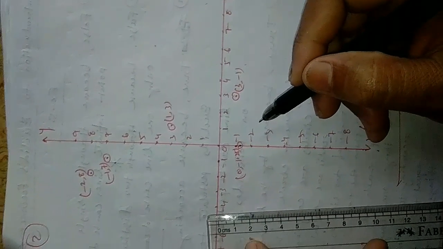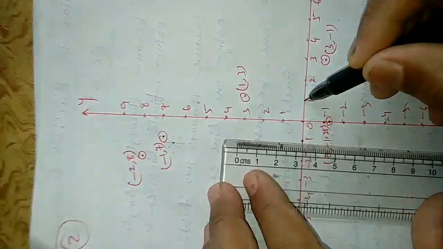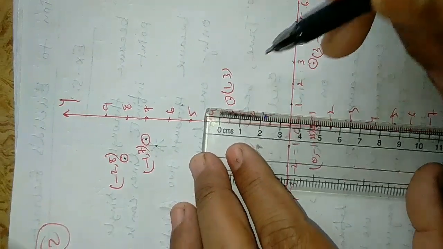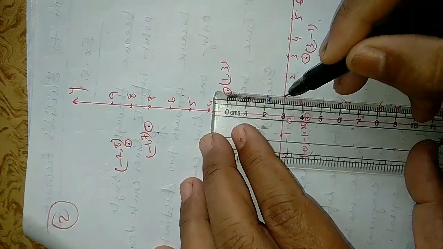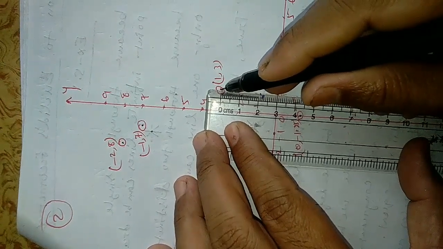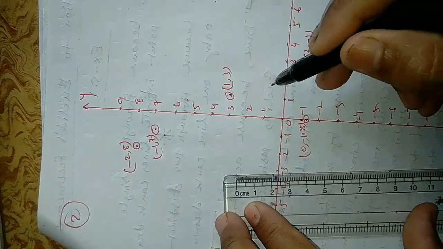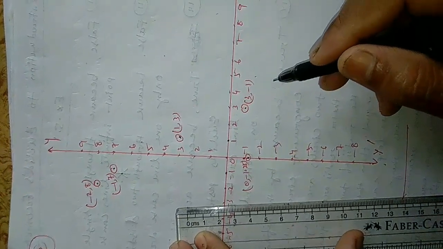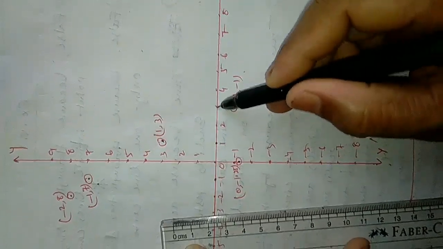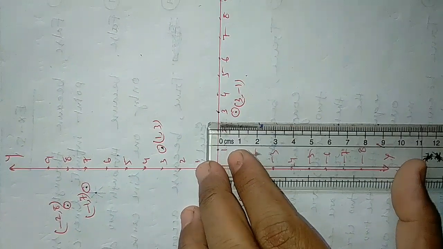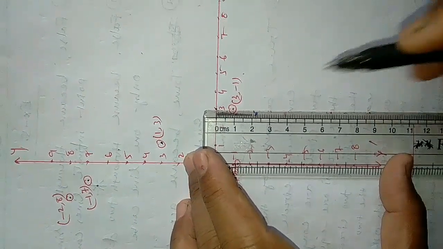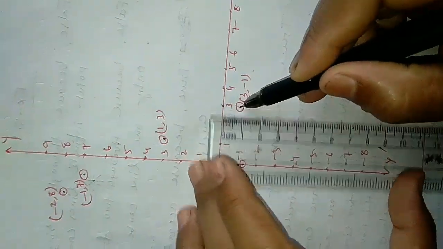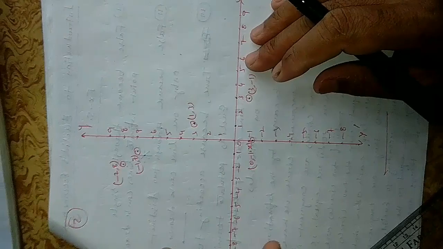Then the fourth point is (1, 3). (1, 3) is in the first quadrant, x value positive, y value positive. X value 1, and y value 3. Like the previous cases, you take 3 centimeters up with the scale. So (1, 3). Then the last point is (3, -1), in the fourth quadrant. X value 3 here, and y value -1. On 3 you take the scale parallel to the y-axis, perpendicular to the x-axis, and 1 down is here. So this is (3, -1). In this way you plot the points, and you verify yourself.